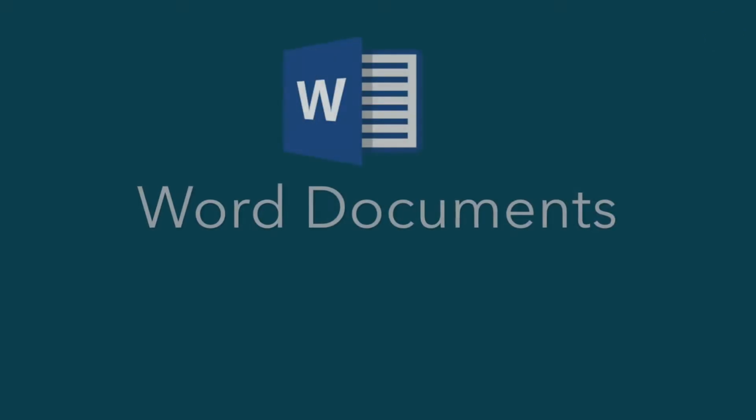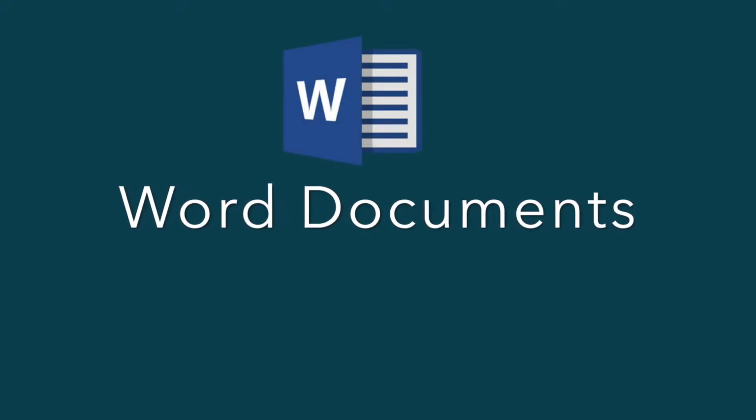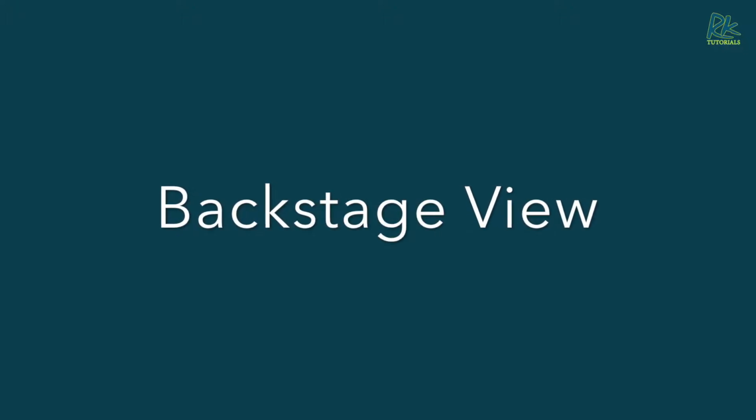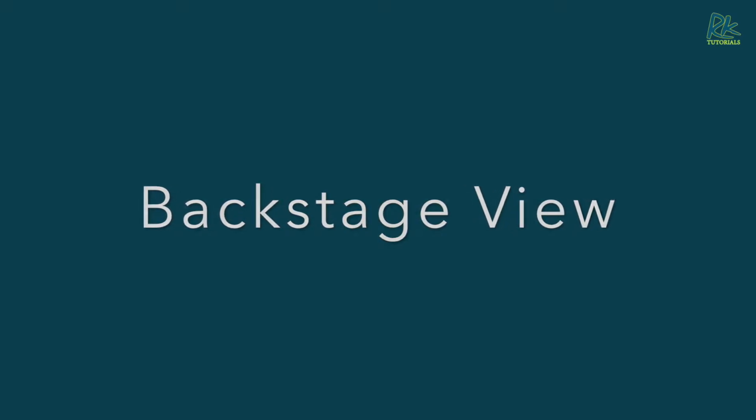In Microsoft Word, we save the content in individual files, and these files are called Word documents. First, let's learn how to create a new file in Microsoft Word. When Microsoft Word is running, you can create a new file from the Backstage view. As we know, the Backstage view contains all the commands which are related to the file and program itself, rather than the contents of the file.